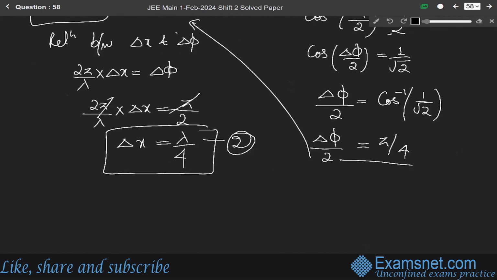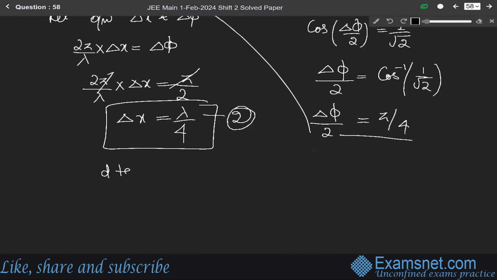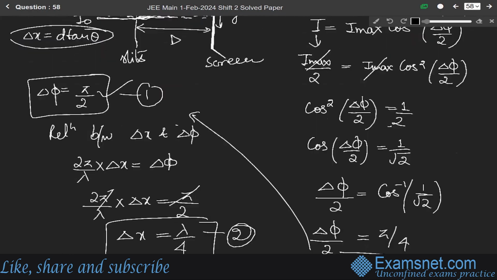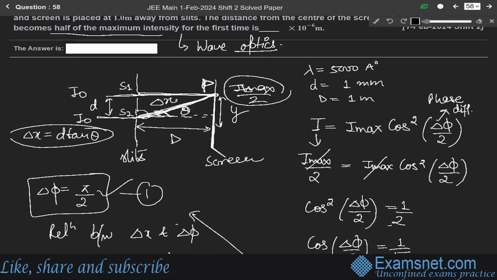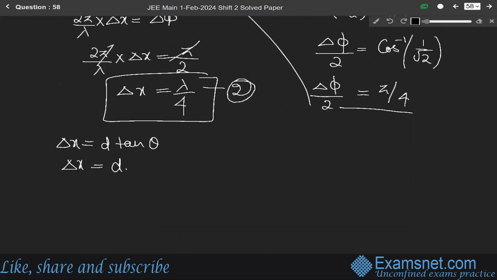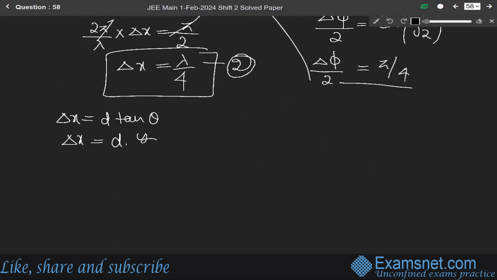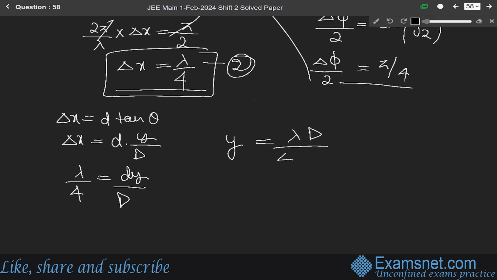Now using this equation, d tan theta will be equal to delta X. So delta X will be equal to d into tan theta. Tan theta is what? Y over this capital D. Okay. Tan theta will be Y over this capital D. So delta X is what? Lambda by 4. Lambda by 4 will be equal to d y over capital D, and we have to find this distance y. So this y will be equal to lambda D over 4d.